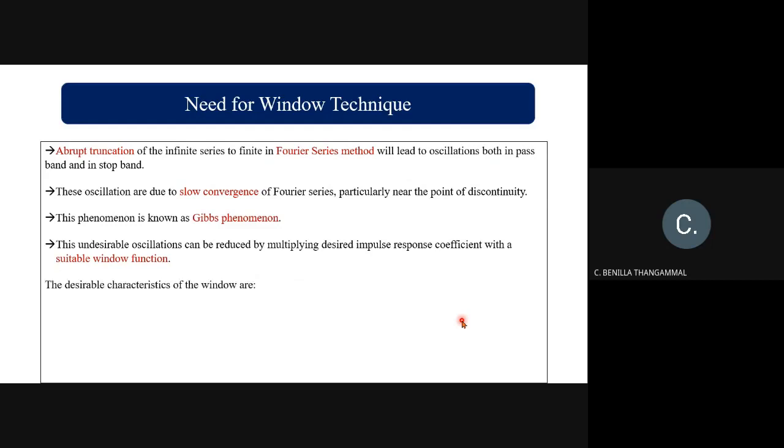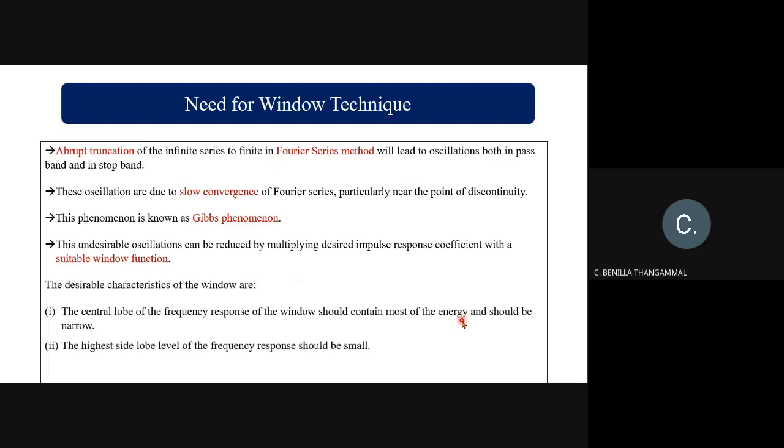the desired impulse response coefficients with a suitable window function. The desirable characteristics of the window: the central lobe of the frequency response of the window should contain most of the energy and should be narrow. The highest side lobe level of the frequency response should be small. And the side lobes of the frequency response should decrease in energy rapidly as omega tends to pi.